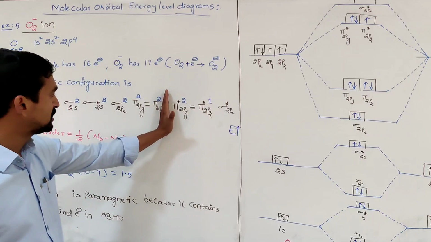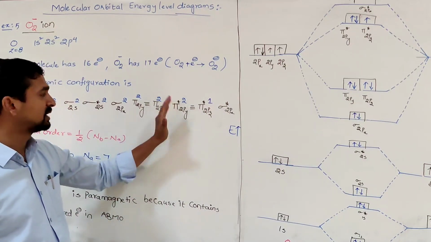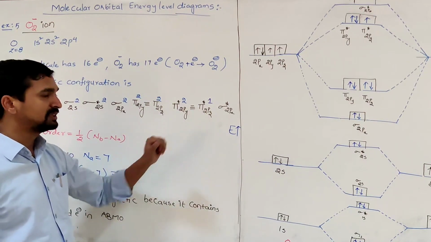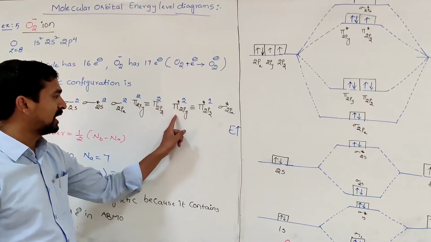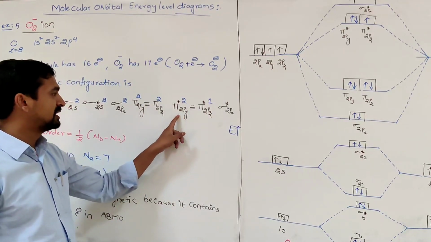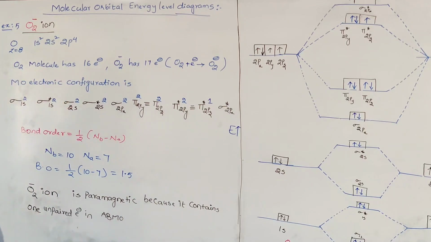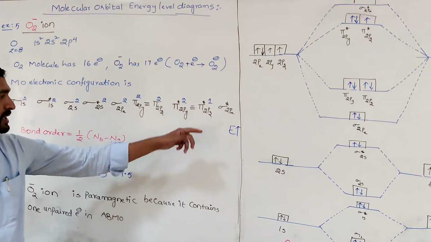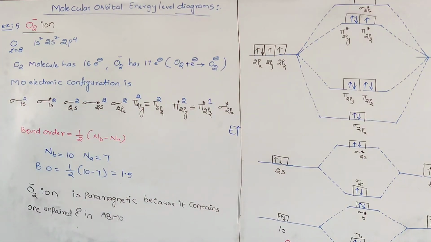So till here 14 electrons are completed. Now 3 electrons are left. These two are degenerate orbitals. First fill up with 1 electron each, by that 16. The 17th electron enters the pi star 2py. So we get pi star 2py2, pi star 2pz1.